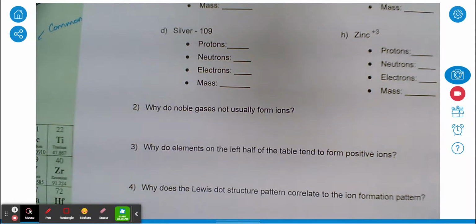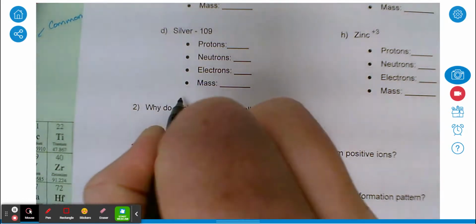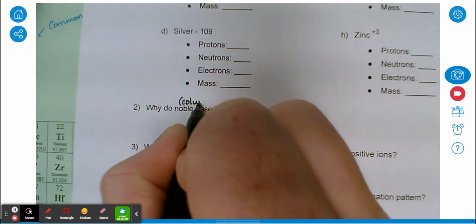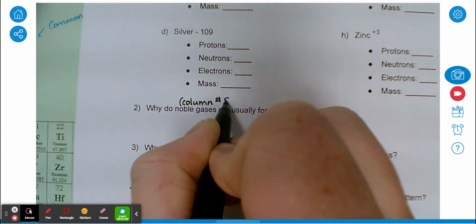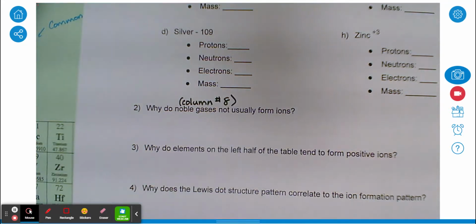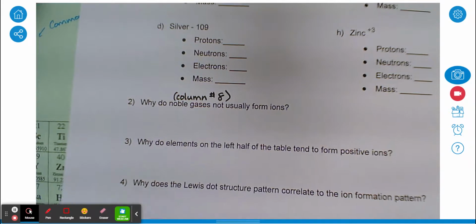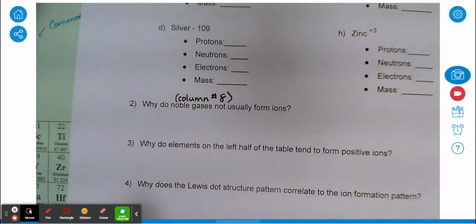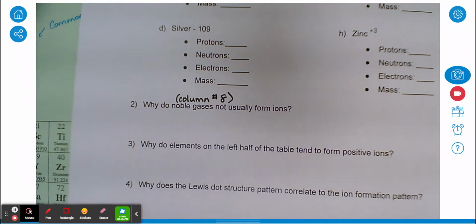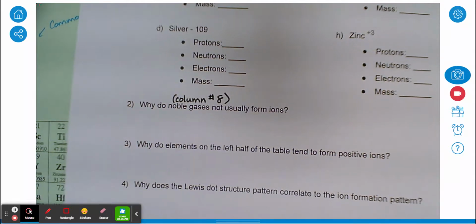Okay, short answer questions, just a couple of hints. Why don't noble gases, again, that's column 8, usually form ions? Check your notes. Why do elements on the left side of the periodic table tend to form positive ions? Now, I haven't given this to you word for word. Look at your diagrams, see if you can see a pattern and explain that pattern. Why does the Lewis dot structure correlate to the ion formation pattern?